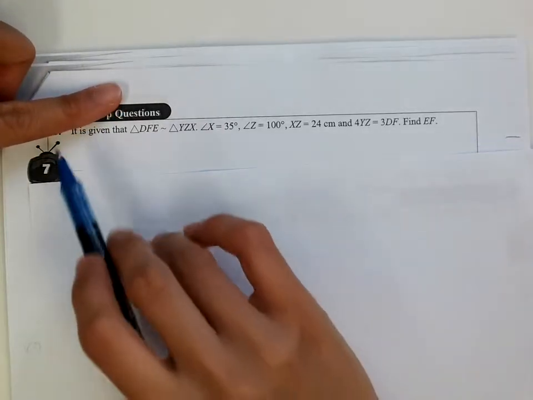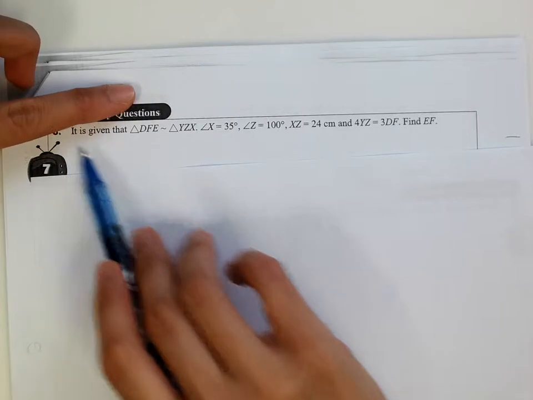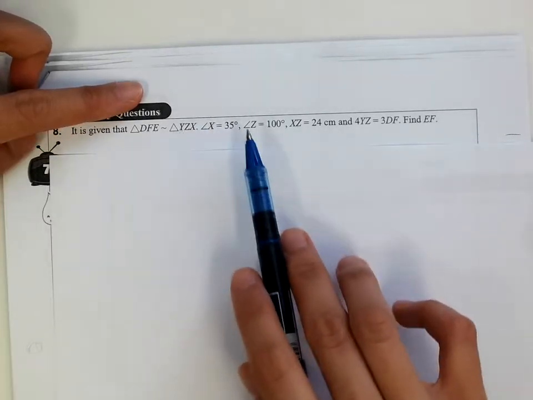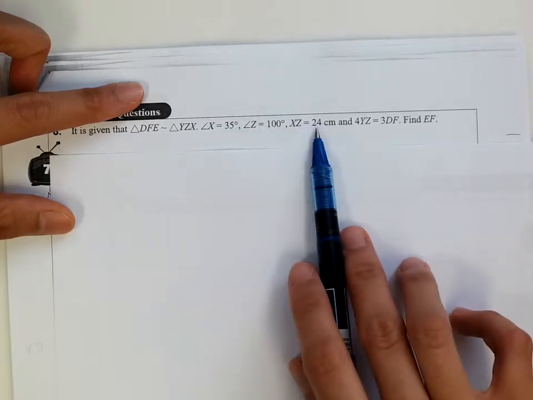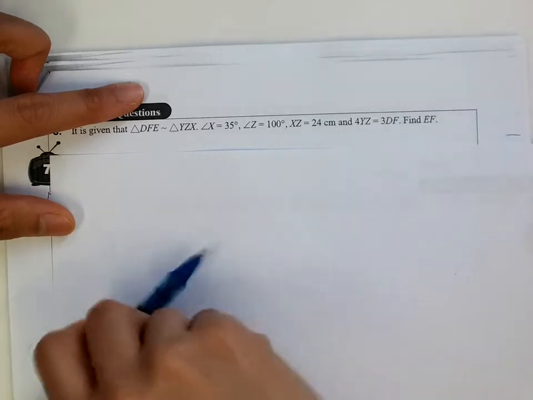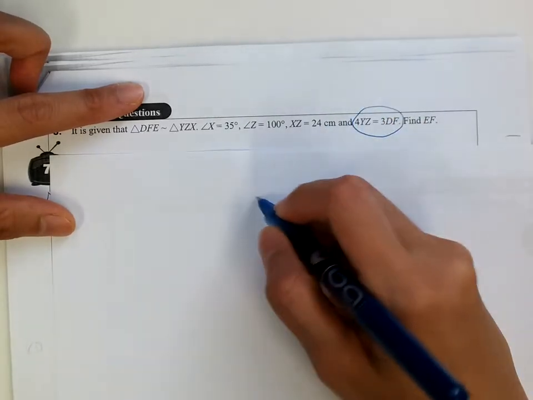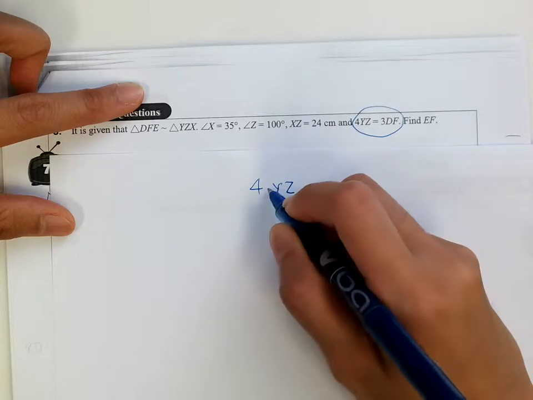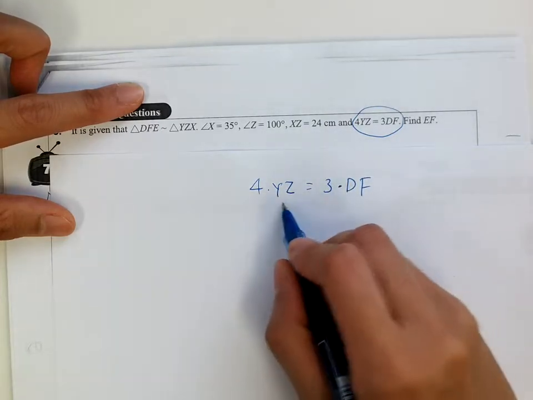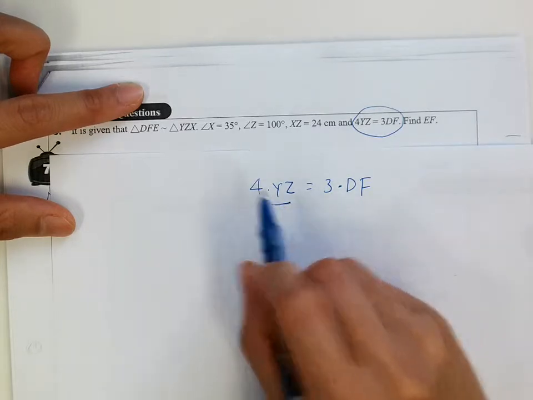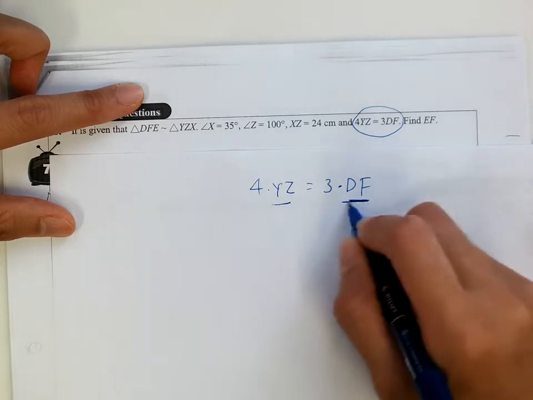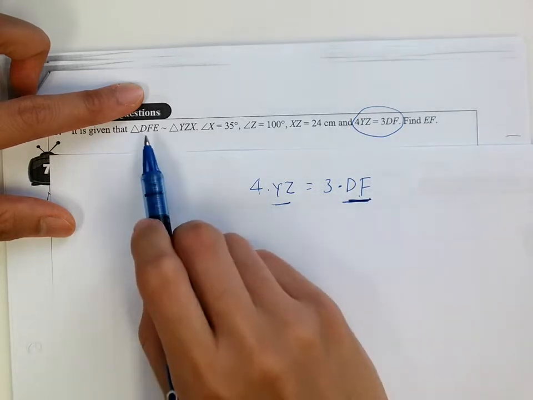Okay, so let's take a look at question 8 on page 5. So here we have one pair of similar triangles and some of the angles and sides are given. So let's see what this means. So 4 times YZ equals 3 times DF. Actually, YZ is a length from the triangle YZX, while the length DF is a length from the triangle DFE.